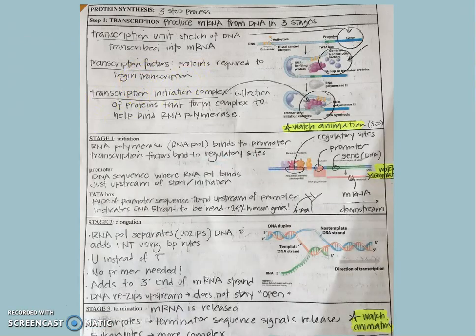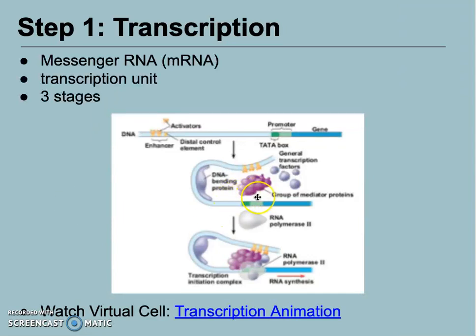Transcription factors are the proteins required to start the process. And they're shown here in this light purple. These are called mediator proteins, but there's lots of different transcription factors, and they're really important for the beginning of what we call the initiation stage of transcription. And then like I said, they're shown here.